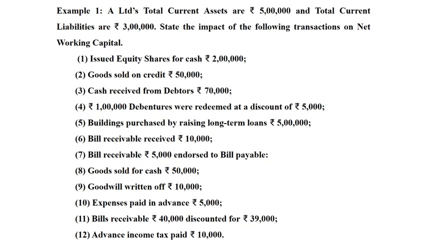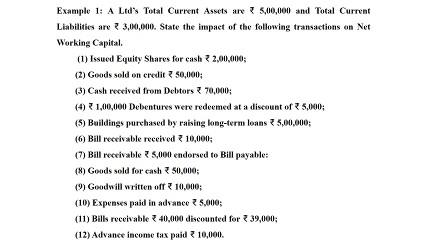So it will be there in our examination also to state the impact of the transactions on working capital. Okay. First transaction is issued equity shares for cash rupees 2 lakhs. Second one, goods sold on credit rupees 50,000. Third one, cash received from debtors 70,000. 1 lakh debentures were redeemed at a discount of 5,000. Buildings purchased by raising long-term loans rupees 5 lakhs.